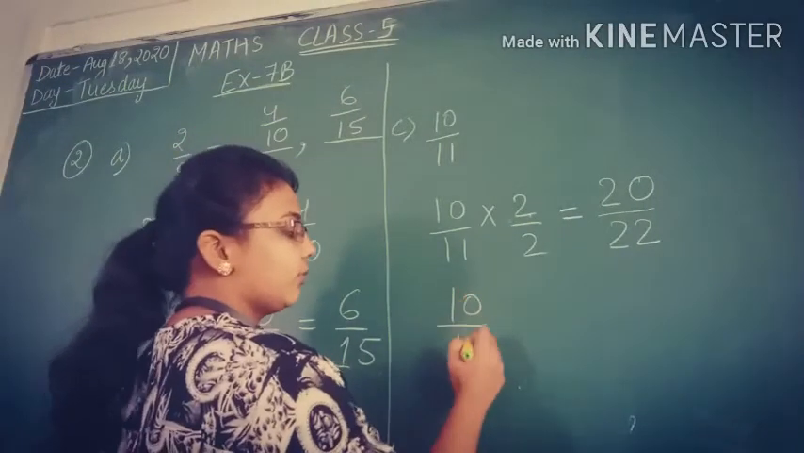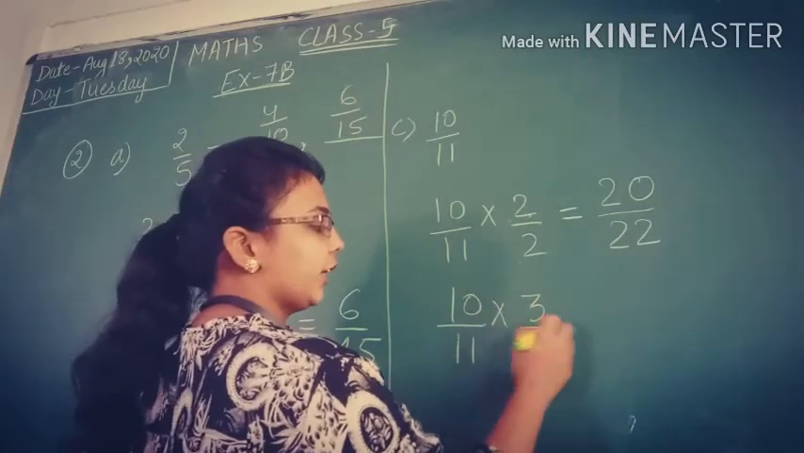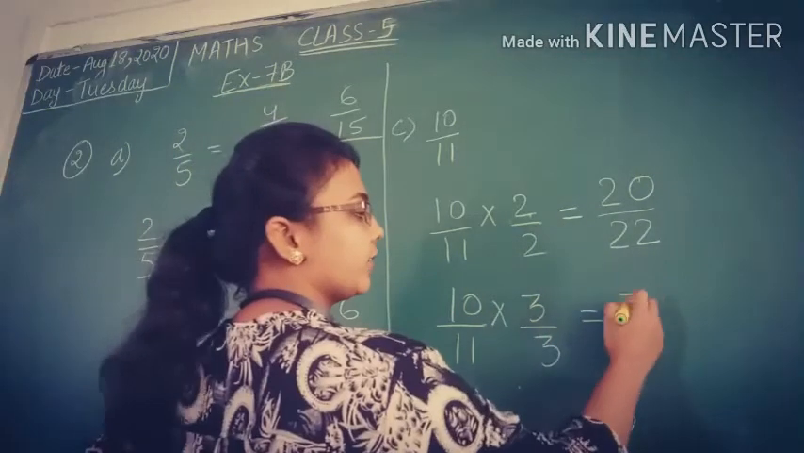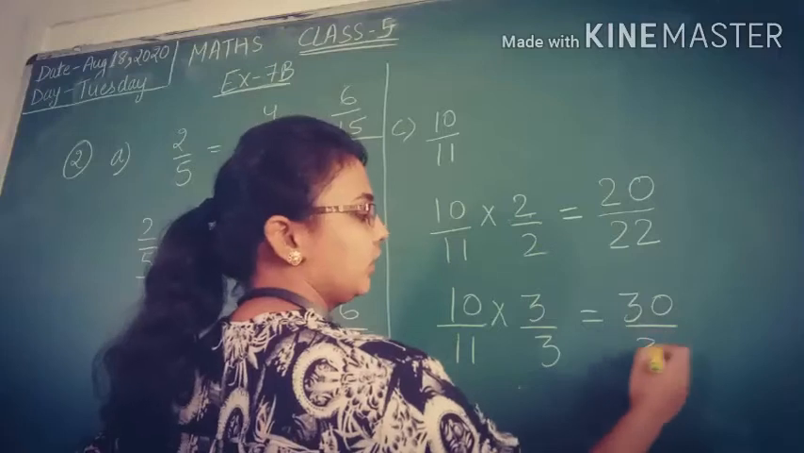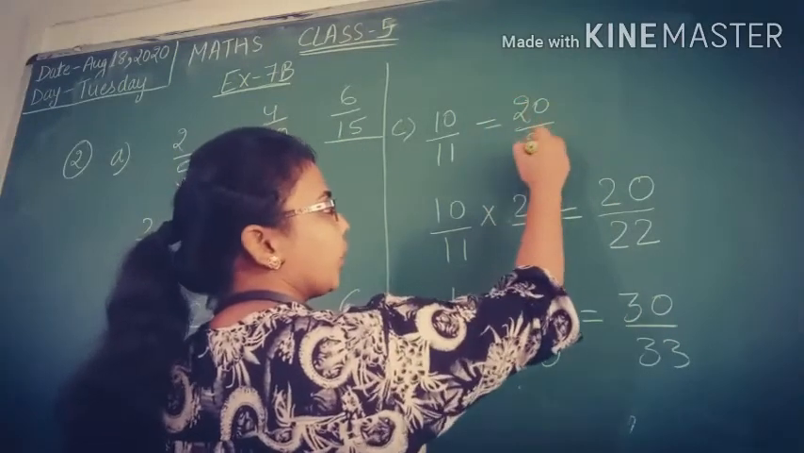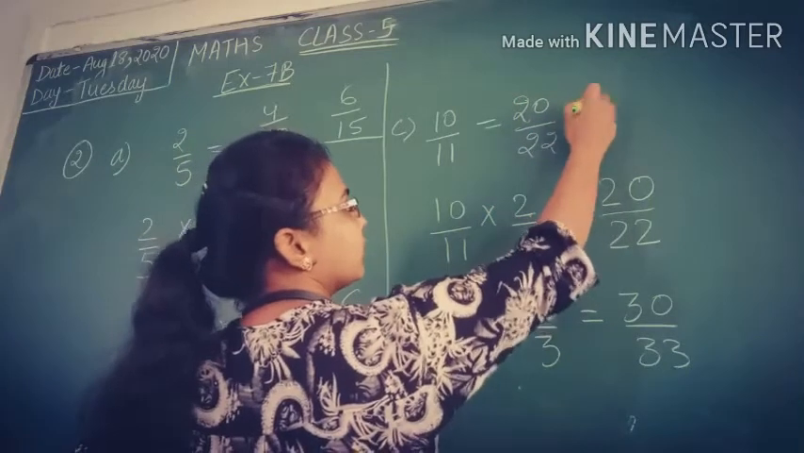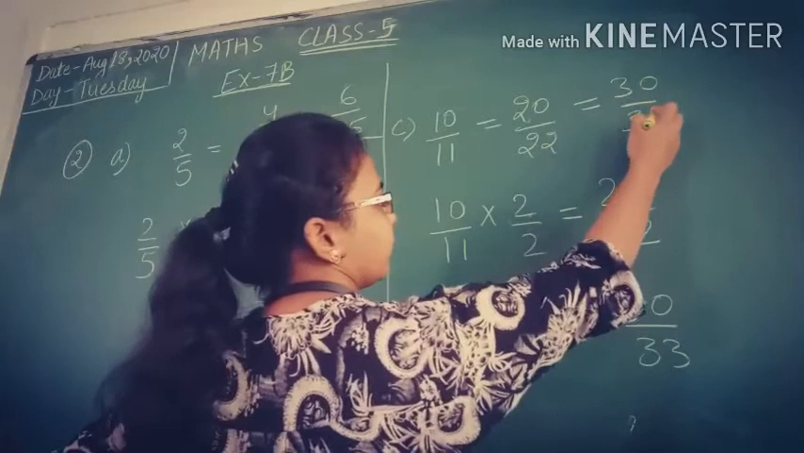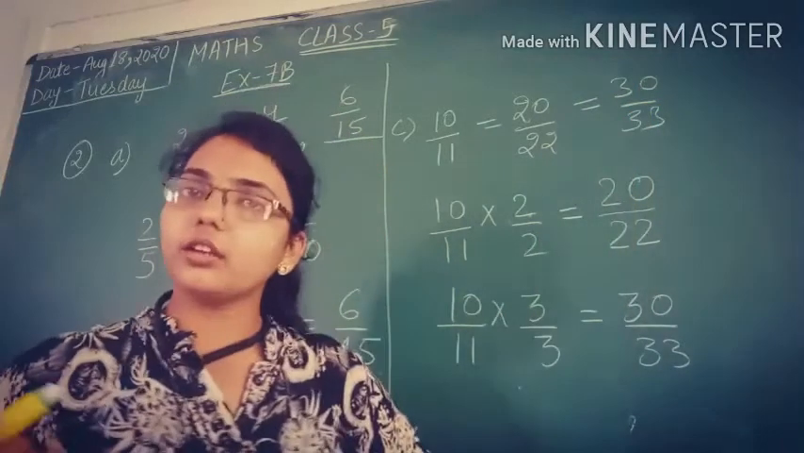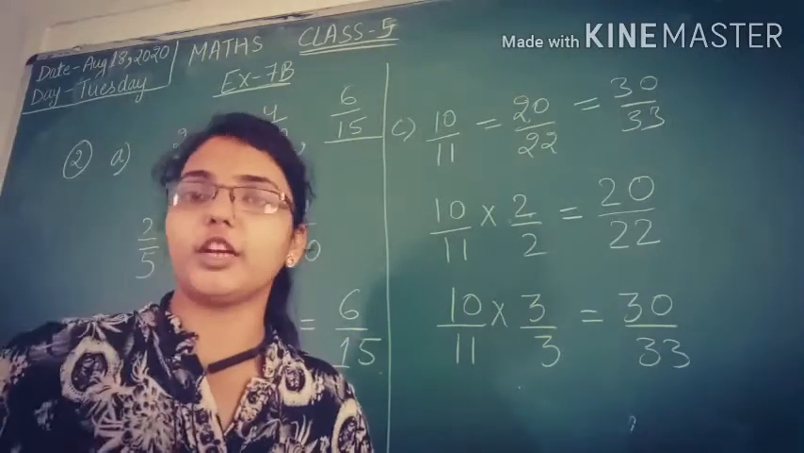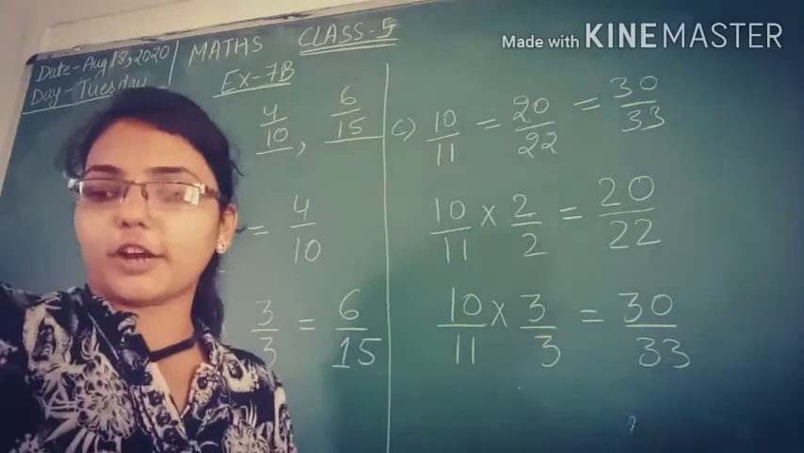Then for 10/11, just multiply it with 3 in both the ends. So what you will get: 10 3s are 30 and 11 3s are 33. So what are the equivalent fractions? 20/22 and another one which is equal is 30/33. So in this manner you are able to find out, using multiplication, the equivalent fraction of the fraction which is given.